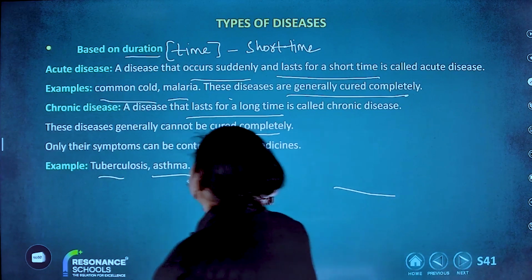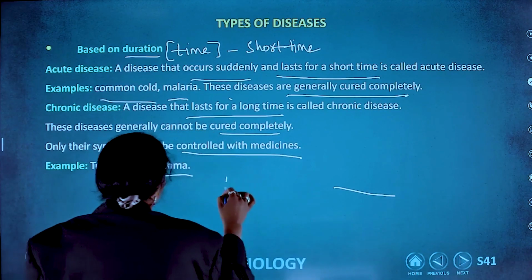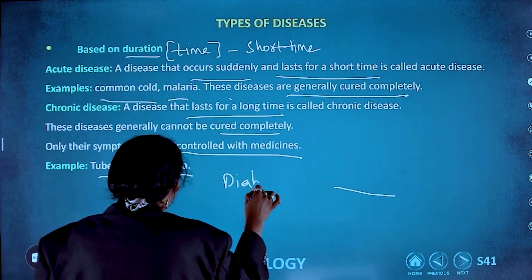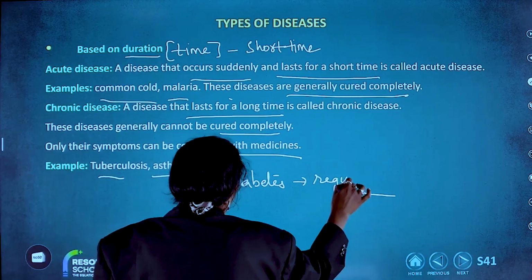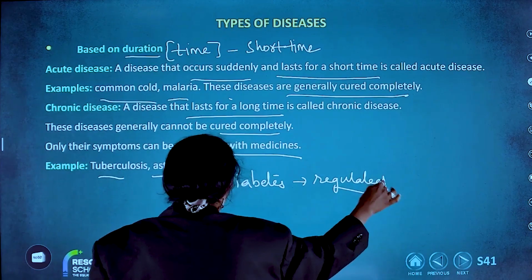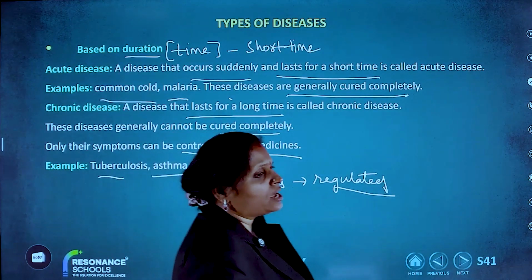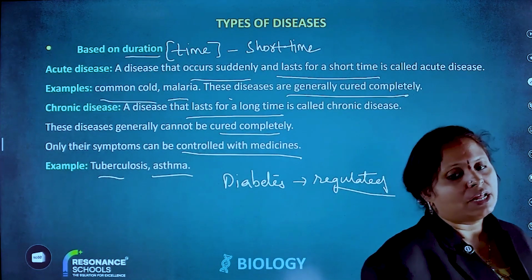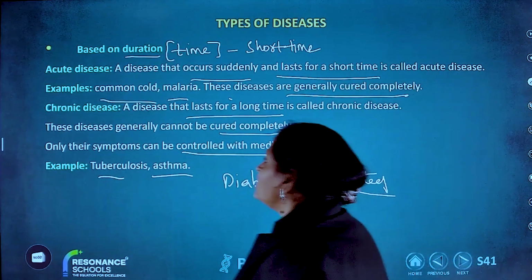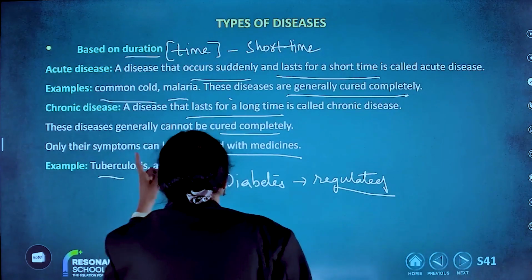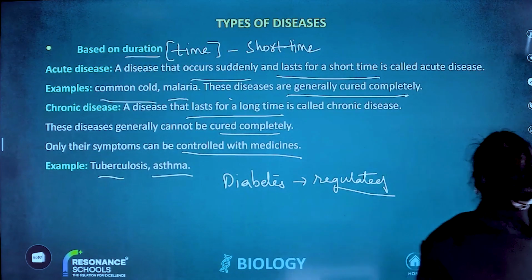The symptoms can be controlled with the medicine. Even you can say diabetes. Can the diabetes be cured? It cannot be cured. It can be regulated. Diabetes can also be regulated. Okay, they cannot be cured completely. They will be regulated. Got it? Okay, fine. So this is about, based on the duration, types of diseases, acute and chronic diseases.